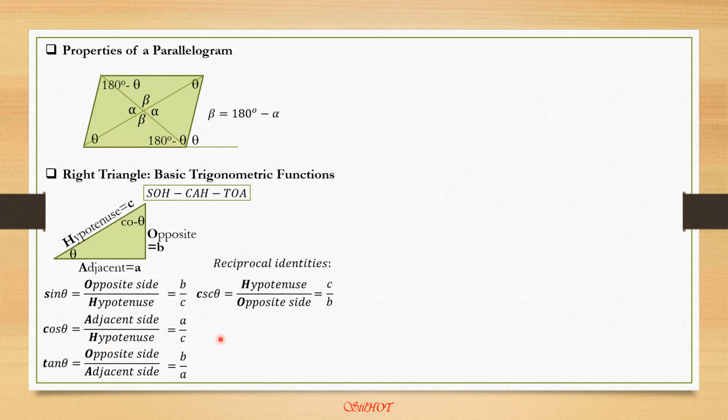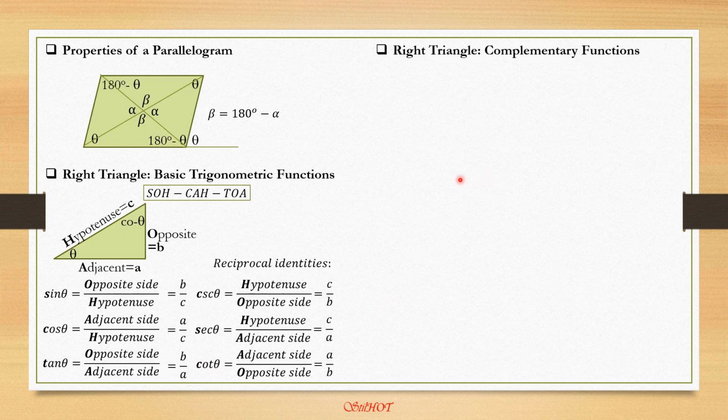Then the reciprocal of cosine, or 1 over cosine, is secant of theta, which is hypotenuse over adjacent side, and it is equal to C over A. So secant theta is also 1 over cosine theta, and cosine theta is 1 over secant theta. Then the reciprocal of tangent theta is cotangent of theta, which is adjacent side over opposite side, or A over B. And cotangent theta is 1 over tangent theta. Likewise, tangent theta is 1 over cotangent theta. That's it. Then we have right triangle complementary functions.